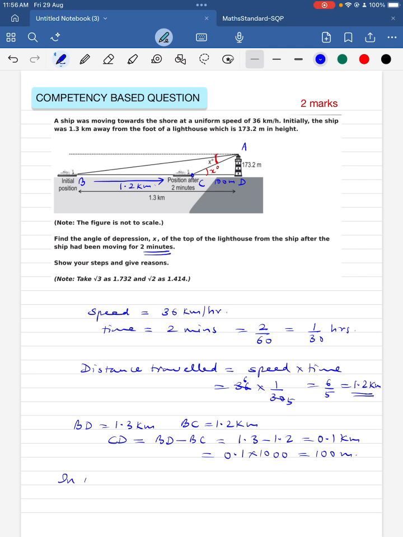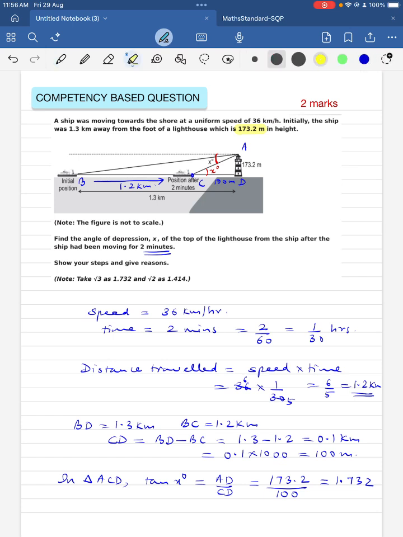Now in triangle ACD, I know that tan of x degree is equal to AD divided by CD. AD, they've given in the question as 173.2 meters. It's given in the question, that's the height of the lighthouse. So AD is 173.2 divided by CD, which I just found out as 100. So this is going to be 1.732. That is, tan x is equal to 1.732.